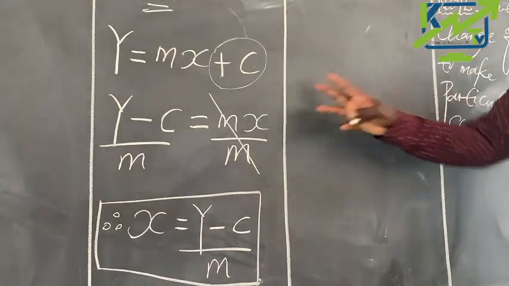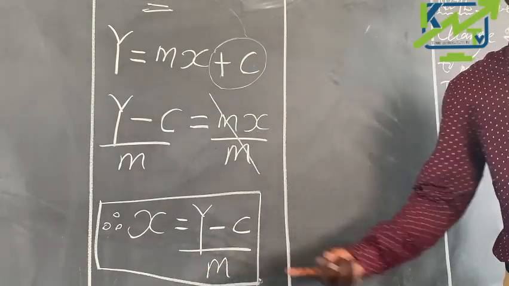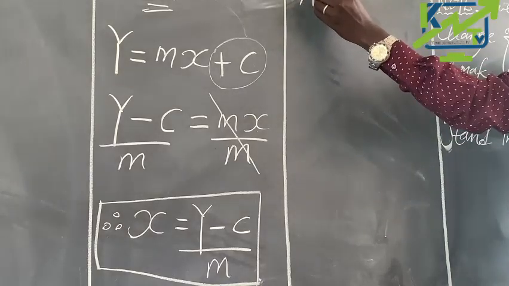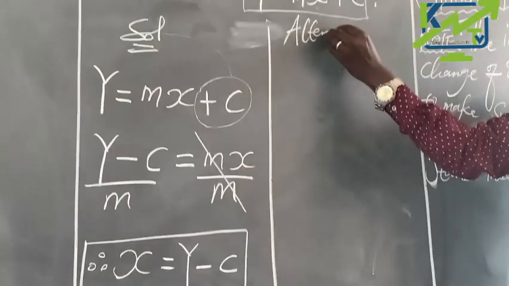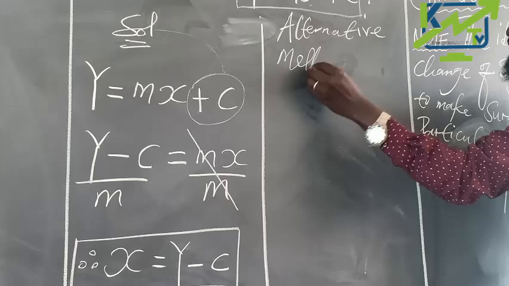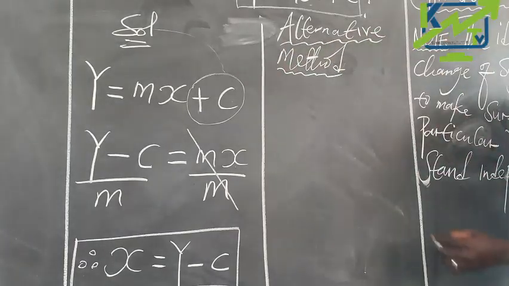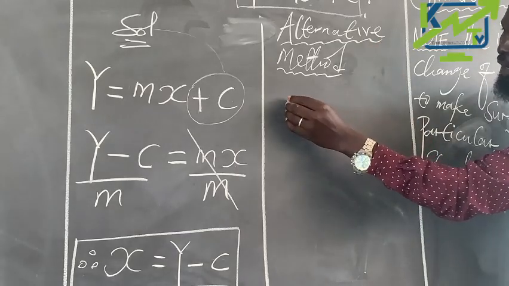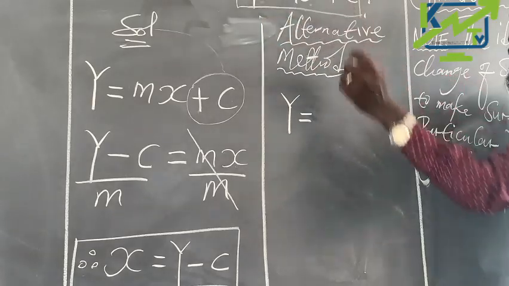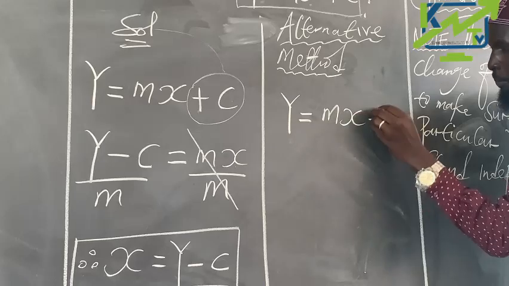Now I want to apply another method different from this to see whether the answers will tally, whether the answers will be the same. Now let's apply another method. That's going to be the alternative method. Now, in this alternative method, we have capital Y, as it is in the question; you don't make it a small y. You have to maintain them like that. Y equals mx plus c.